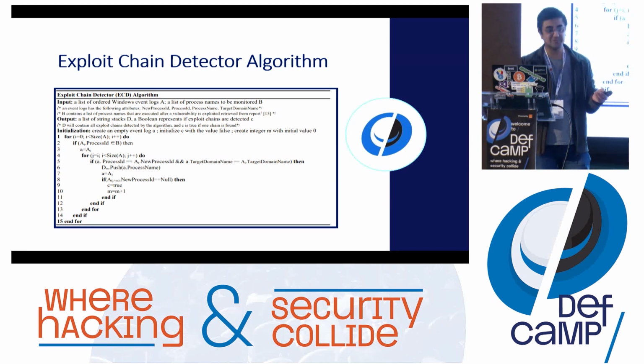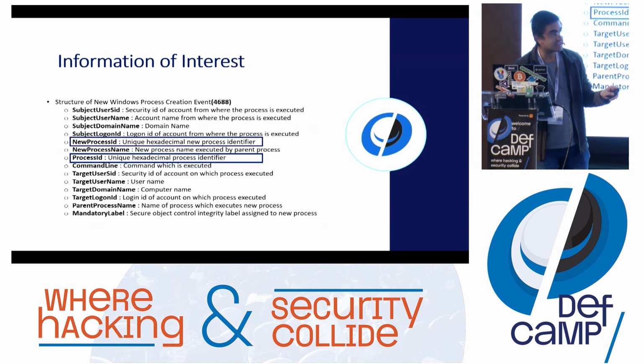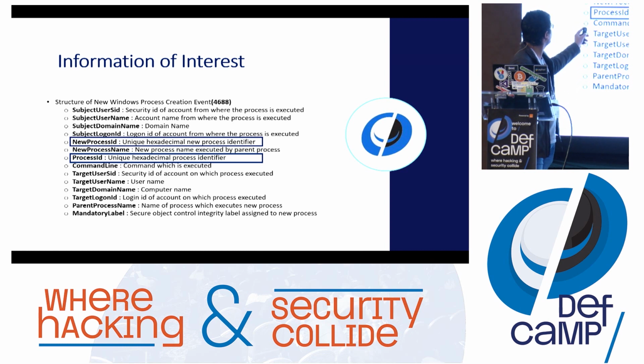So what does it do? I took an ordered list of event logs and tried to identify the information from them. I can explain it in a very easy manner. These are the event logs, and these are the important process information that we are looking for. We are looking for the process ID and the new process ID. Both are hexadecimal values, and both are unique.